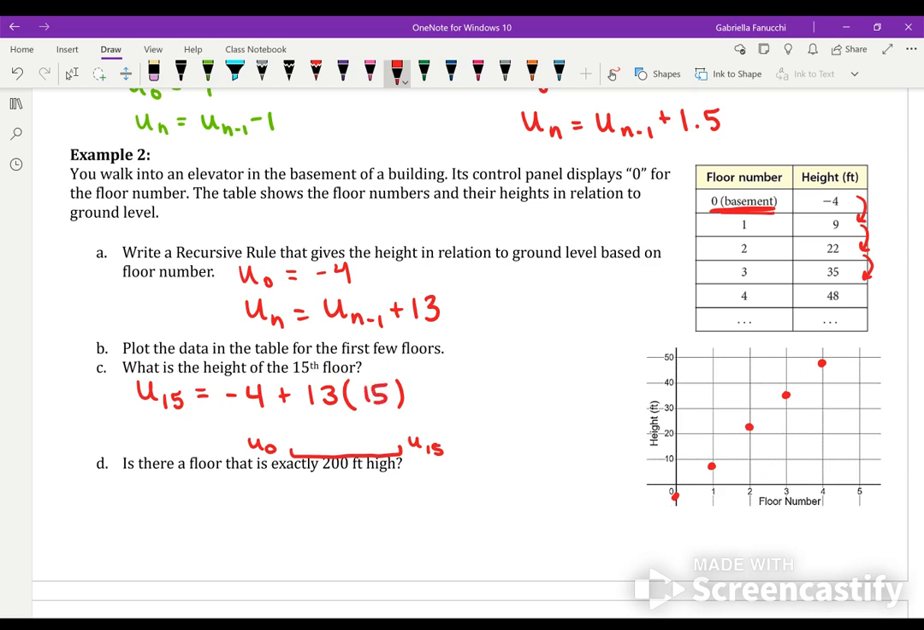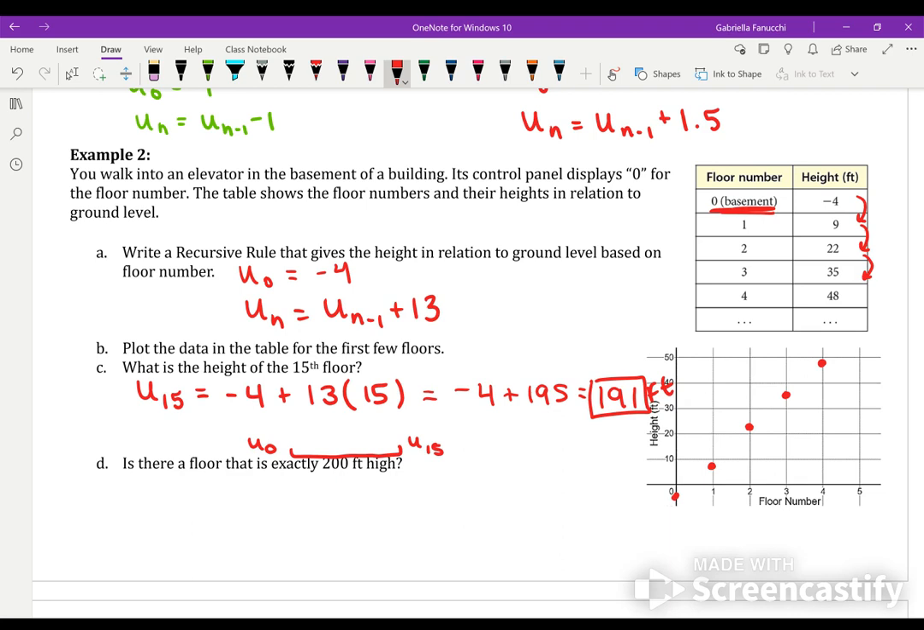So let's go ahead and solve that. 13 times 15 is going to be 195. So -4 plus 195, which is 191. So the height of the 15th floor is 191 feet.